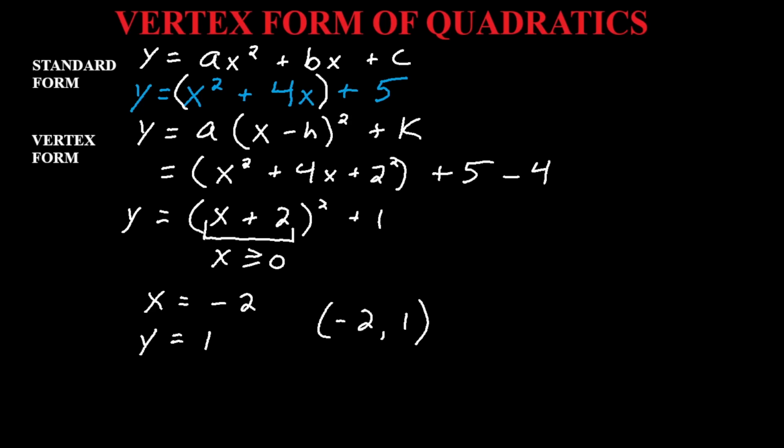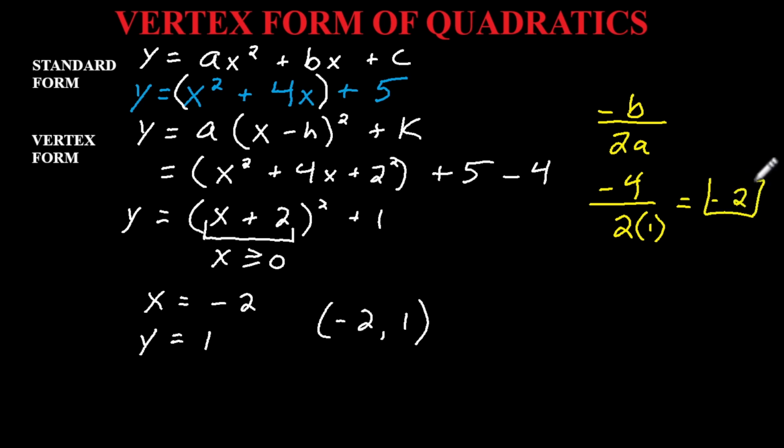One quick way to check your answer to find the vertex is minus b over 2a. And this is from the original over here. So negative b is minus 4 divided by 2 times 1, which gives us minus 4 over 2, or minus 2. And we see that our answer is correct.